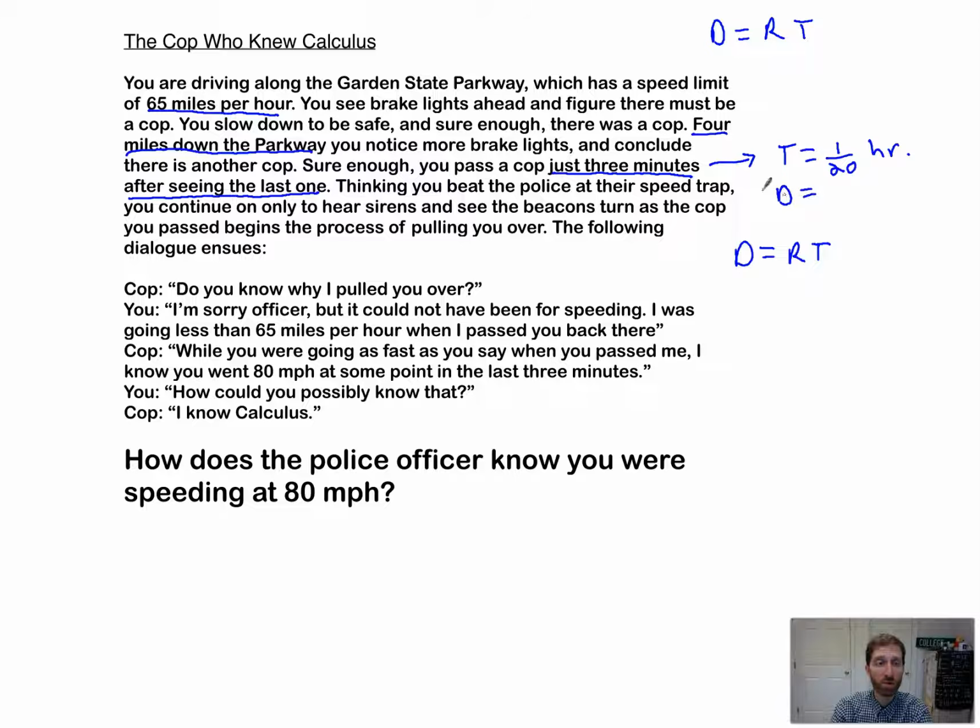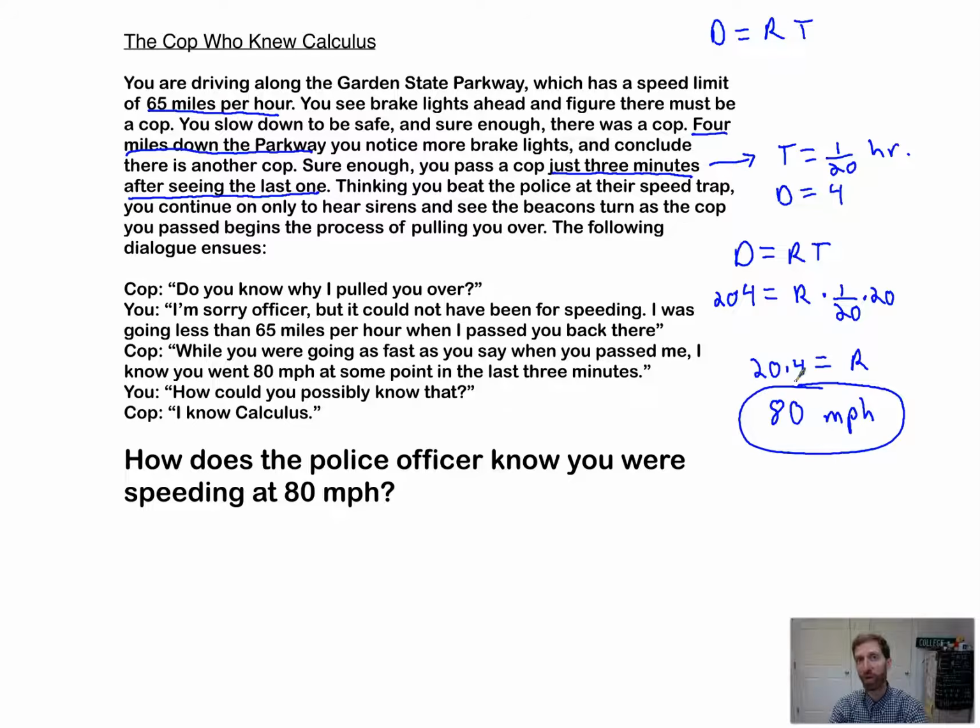But the distance that you drove, well, that was 4 miles down the parkway. So let's plug that in. We have 4 miles that we went equals the rate we don't know times the time, 1/20th of an hour. Well, to solve this, we'll divide both sides by 1/20th, right? It's the same as multiplying both sides by 20. So 20 times 4, if you multiply both sides by 20, will give you the rate. That was your average rate. So you averaged a speed of 80 miles an hour.